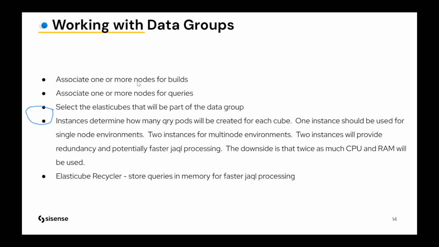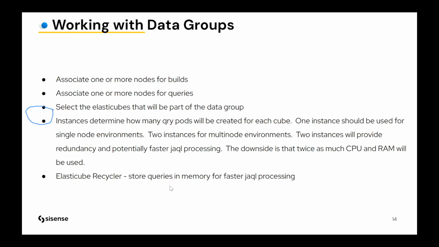of all the functions. We can associate one or more nodes for the build. We have one or more nodes for the queries. We can select the ElastiCubes that would be part of the data groups. The number of instances determines how many query pods will be created for each cube. We said one instance should be used for single node, 2 instances for multi-node. 2 instances will provide redundancy and potentially faster Jackal processing, that's processing the queries. The downside is that you're going to use more CPU and RAM.